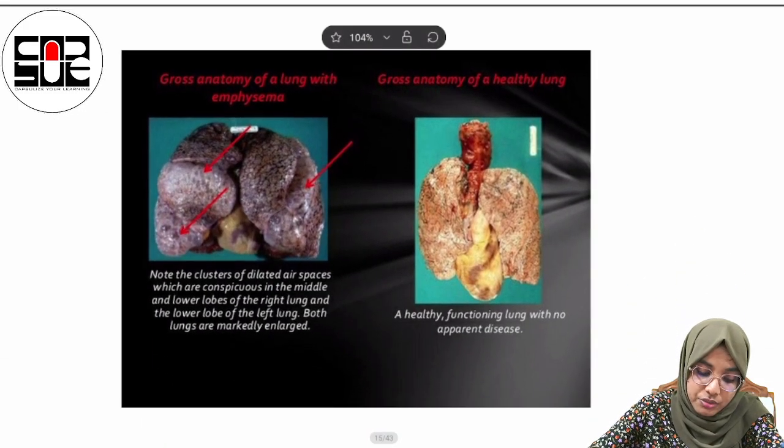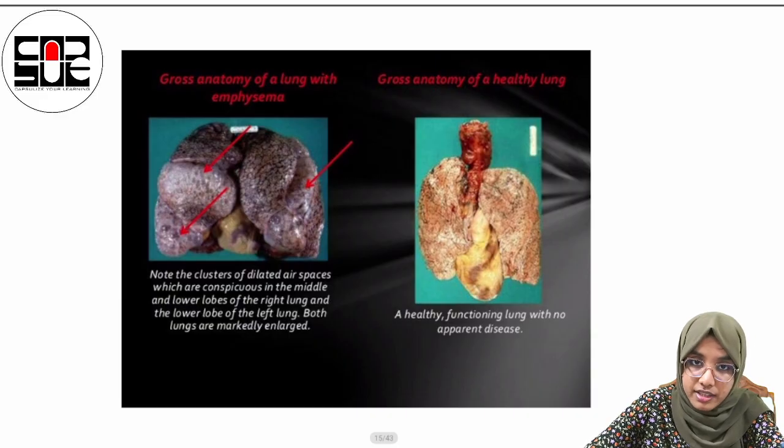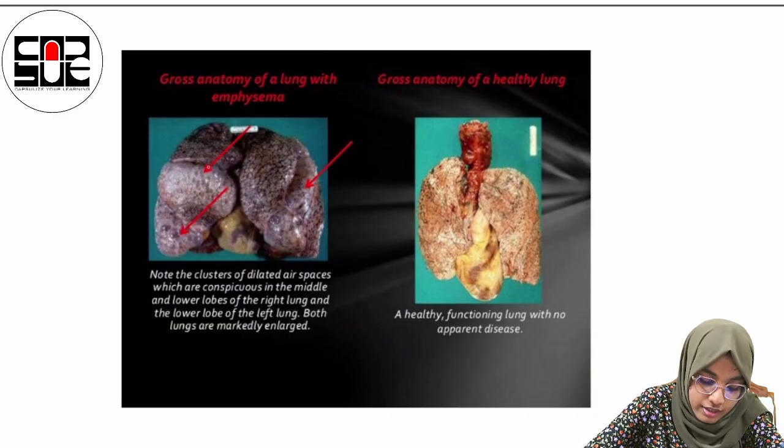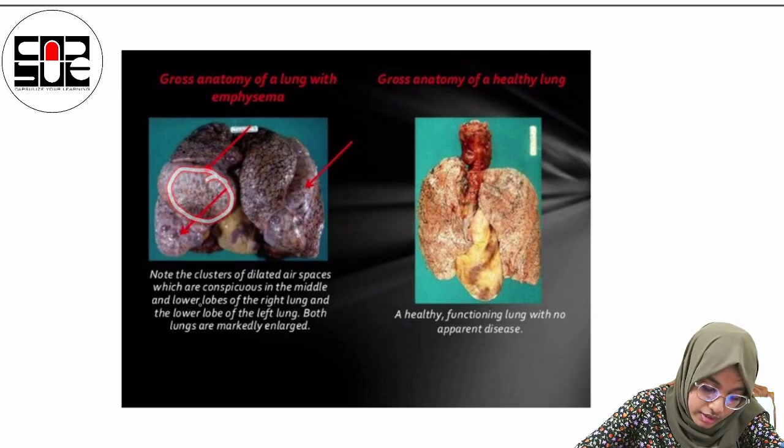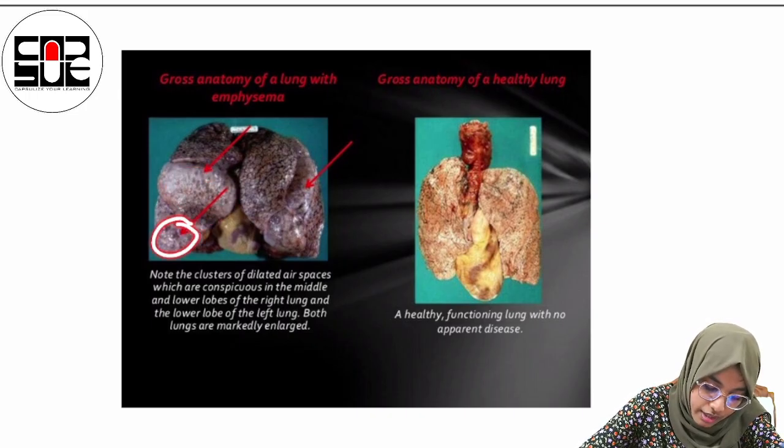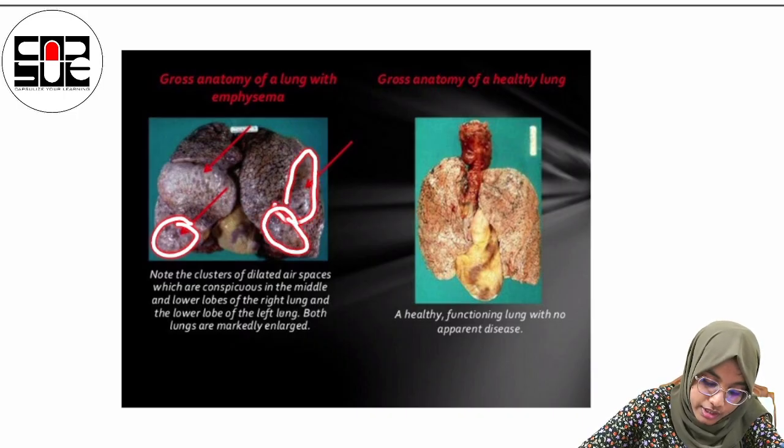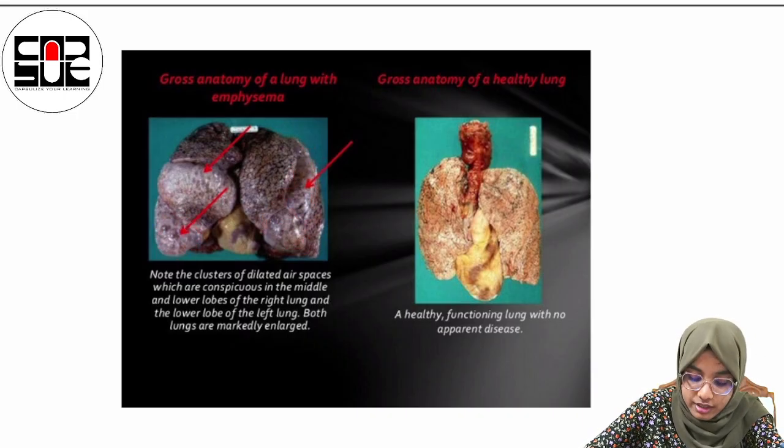First, check out this figure. Here we can see the comparison of a lung that is having emphysema and a healthy lung. We can see there are several dilated spaces. They are present in the lower lobes of the right lung, and they are present in the lower lobes of the left lung. They are markedly enlarged in the emphysematous lung, and in the normal lung, there is no apparent disease and it is healthy and functioning.